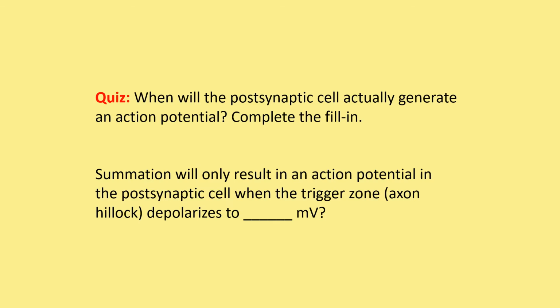So, when will the postsynaptic cell actually generate an action potential? Complete this fill-in. Summation will only result in an action potential in the postsynaptic cell when the trigger zone depolarizes to threshold, which is negative 55 millivolts, in our classic example of a neuron. In reality, different neurons have different thresholds. We'll always use negative 55 in here.